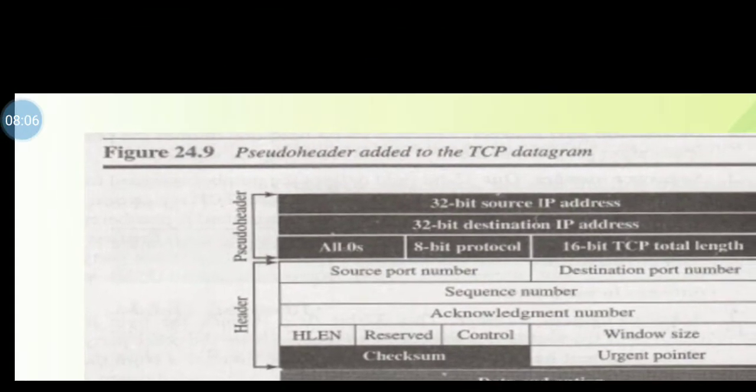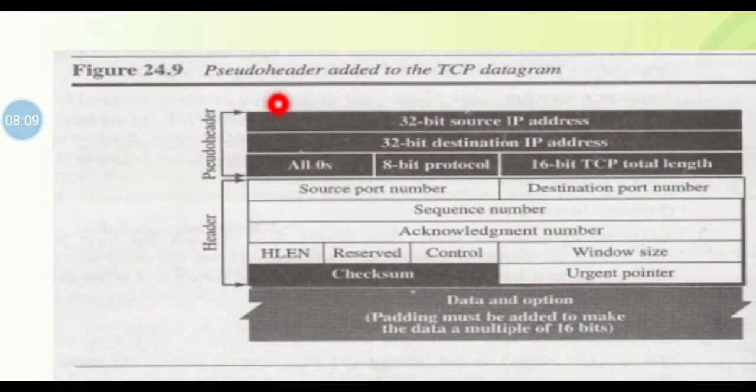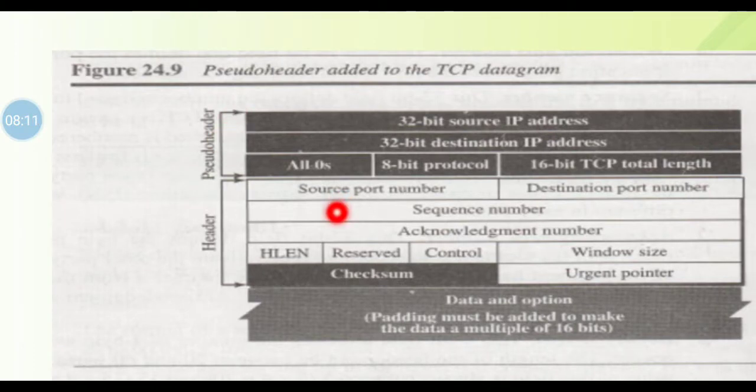This part represents the pseudo header, which has been added to the TCP datagram, and the value for the protocol field is 6. Next, URG pointer, the urgent pointer.